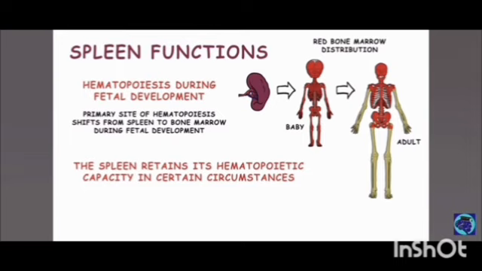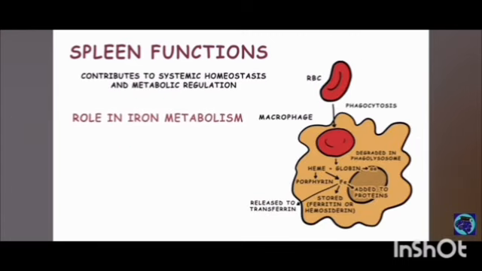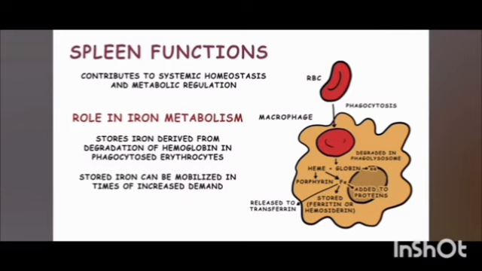The spleen also has a role in hematopoiesis during fetal development, but it can retain its capacity in situations where bone marrow function is compromised. The spleen also contributes to systemic homeostasis and metabolic regulation. It has a vital role in iron metabolism by recycling iron derived from the degradation of hemoglobin. This can be used in cases like erythropoiesis or iron deficiency.